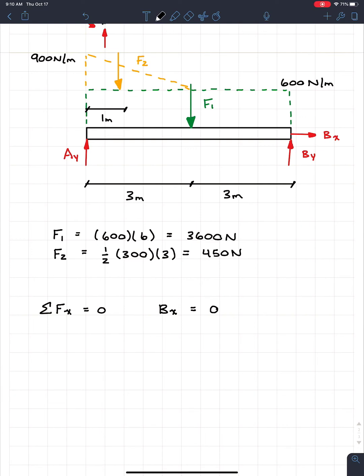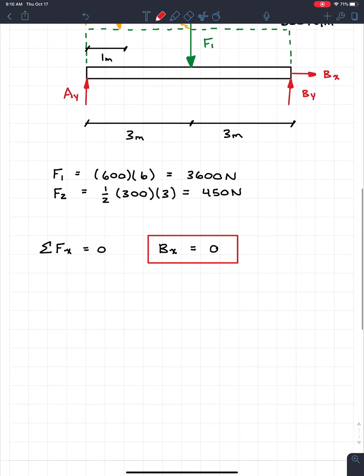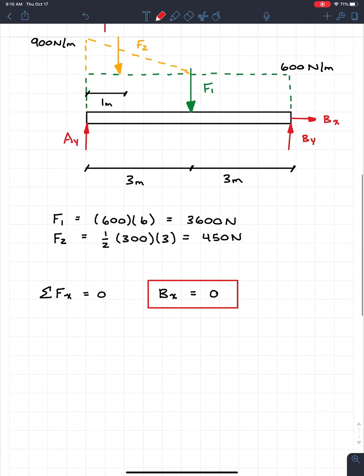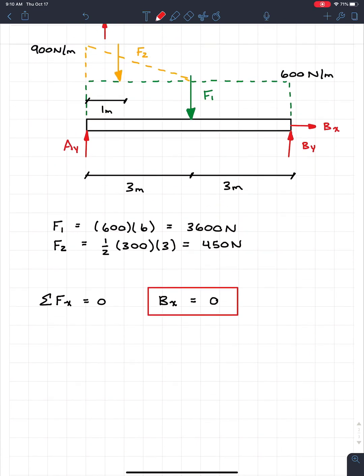So remember, this is going to be a final answer because it's a support. So let's just box it in real quick. So bx is equal to 0. So there's our first one right off the bat. Like I said, for beams, usually the case. However, when you get into more 3D, not 3D structures, but 2D structures with height, let's say a truss, and it has a lateral load, there's a very good chance that bx won't be 0.